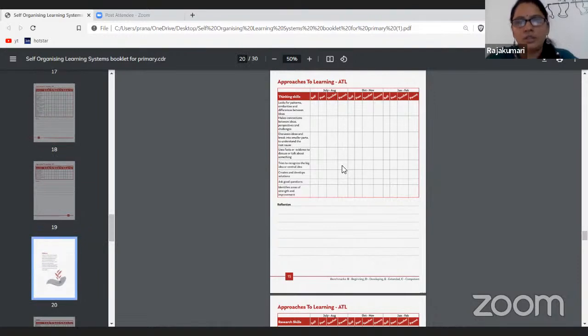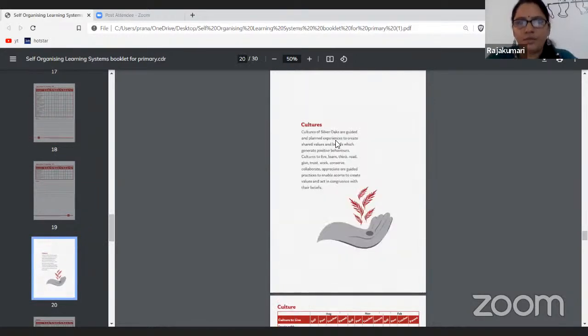Coming to cultures now. Cultures of Silver Oaks are guided and planned experiences to create shared values and beliefs which generate positive behaviors. Cultures to live, learn, think, read, give, trust, work, conserve, collaborate, appreciate are guided practices to enable icons to create values and act in congruence with their beliefs.